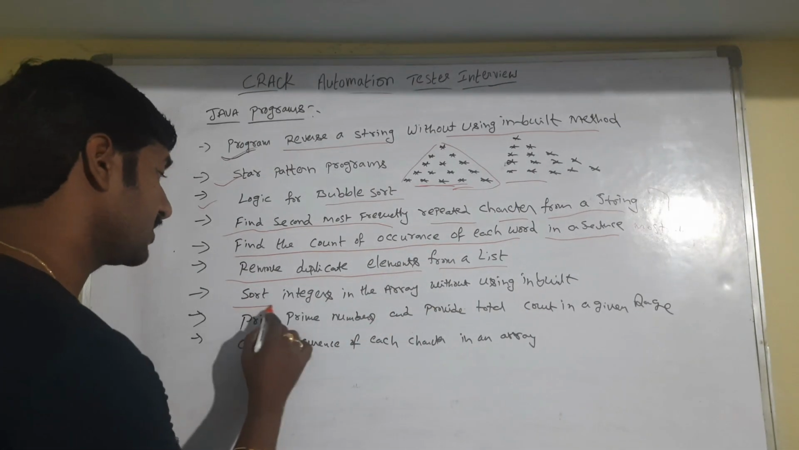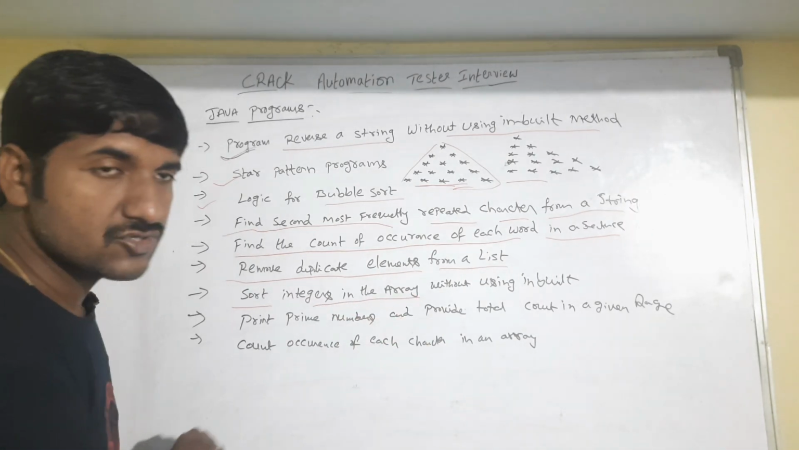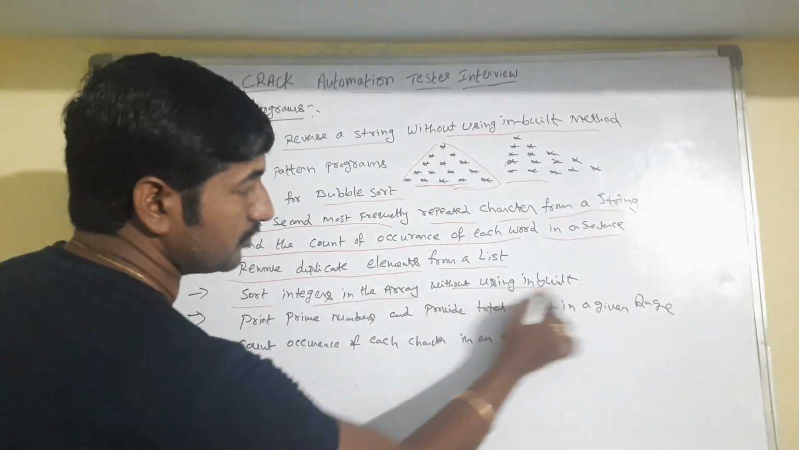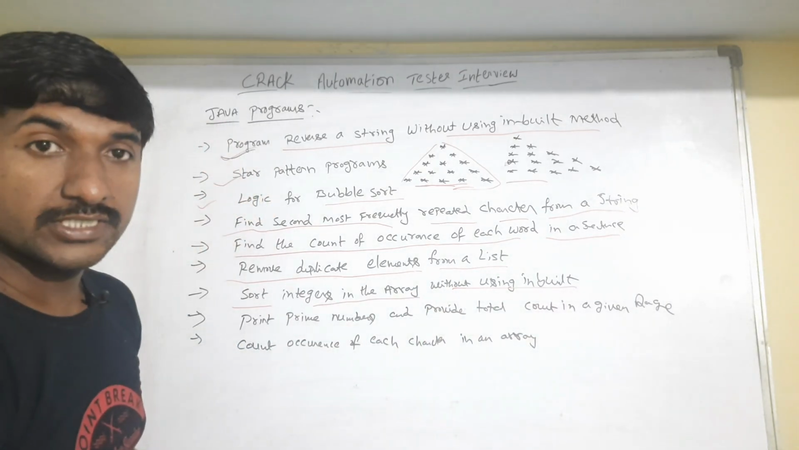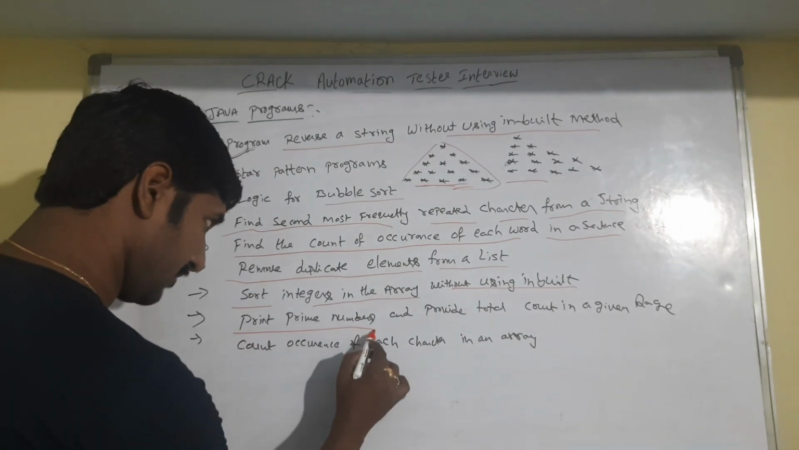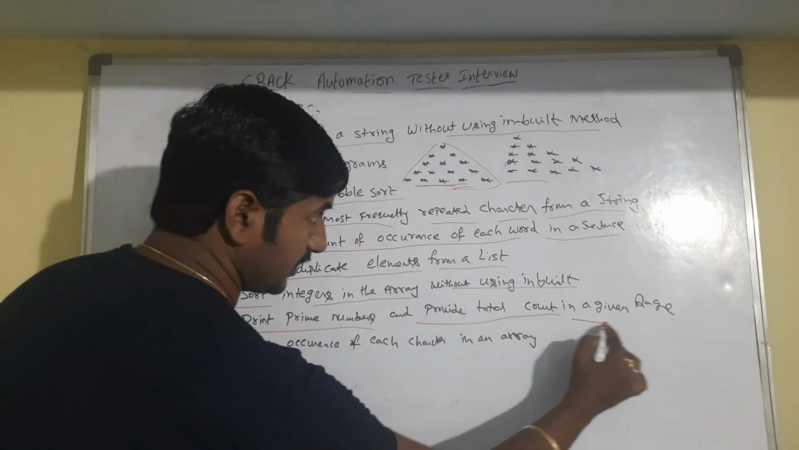And the next program is, can you sort integers in the array without using an inbuilt function? And the next one is, can you print prime numbers and provide the total count in a given range?